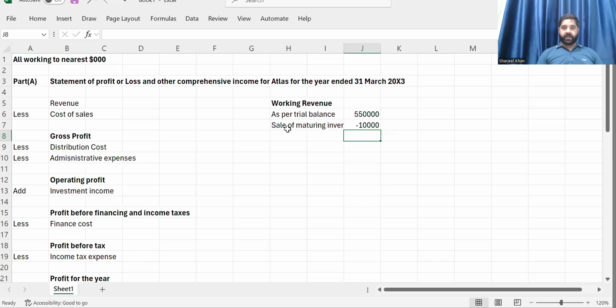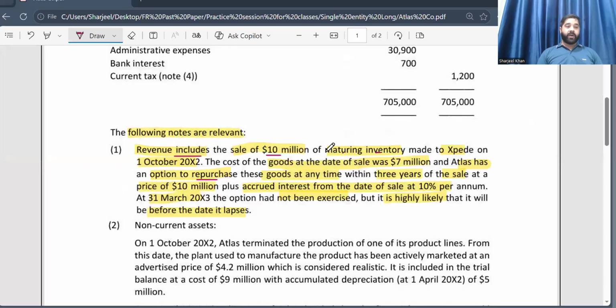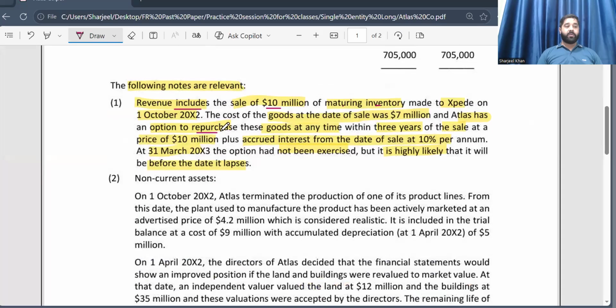Sale of maturing inventory. Now we are done with the first line. Now second line. The cost of the goods at the date of sale was 7 million. The cost of inventory which is sold is 7 million. It was sold for 10 million. So we have done the adjustment for the revenue. Now we have to do the adjustment for the inventory as well.